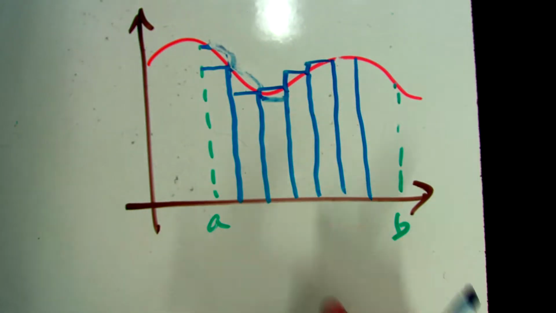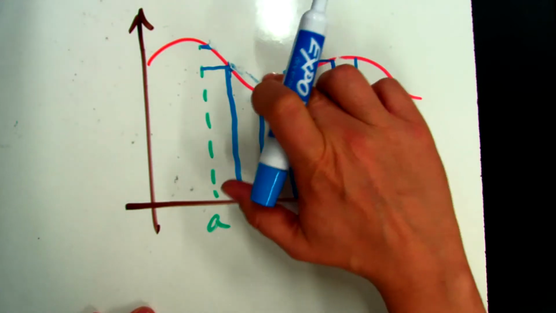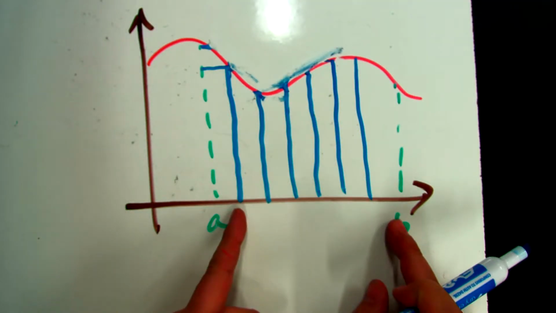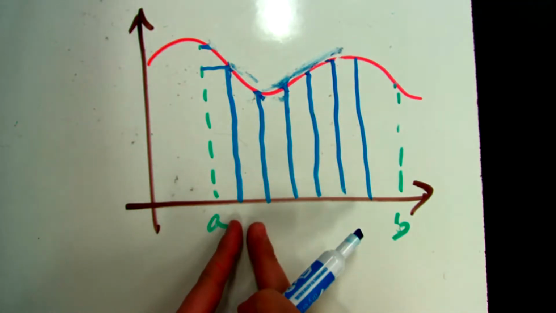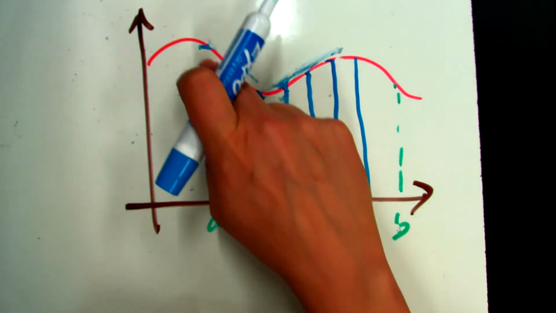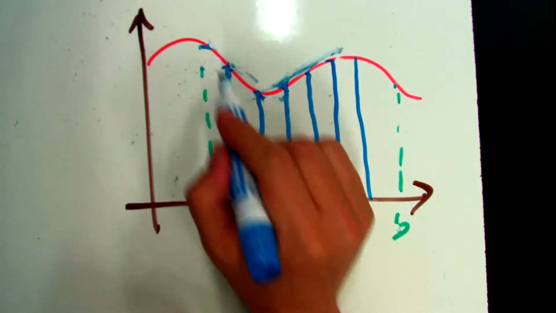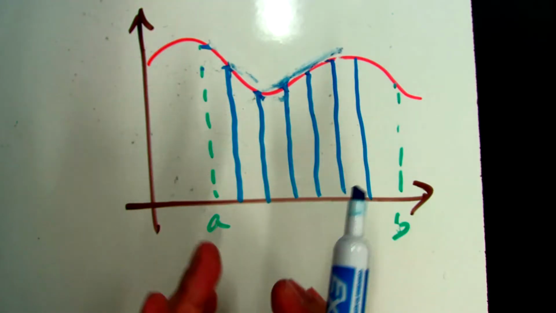Now, one thing you want to notice, two things actually, is that the more rectangles we have, the smaller and narrower each rectangle is going to be. And the more accurate our approximation is going to be, because there's going to be less extra space that's either below or above the curve. So more rectangles equals more accurate.